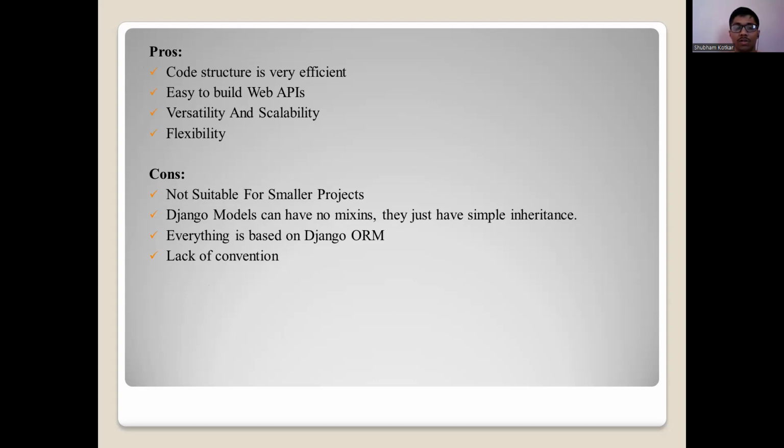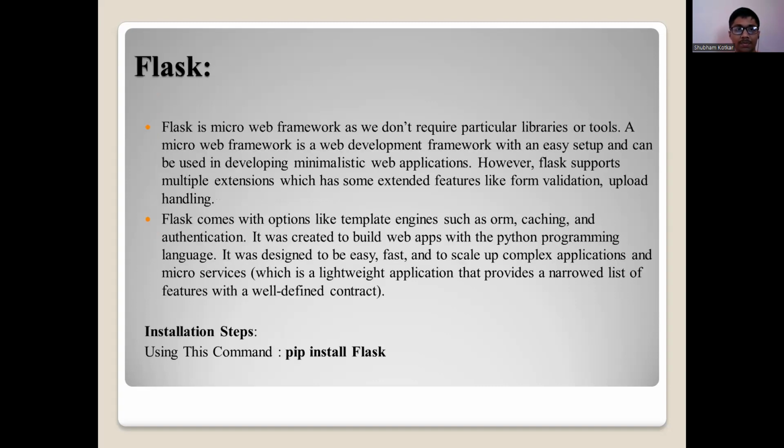The cons of Django: it's not suitable for smaller projects. Django models have no mixins; they just have simple inheritance. Lack of convention, and everything is based on the Django ORM. Now we will see Flask.